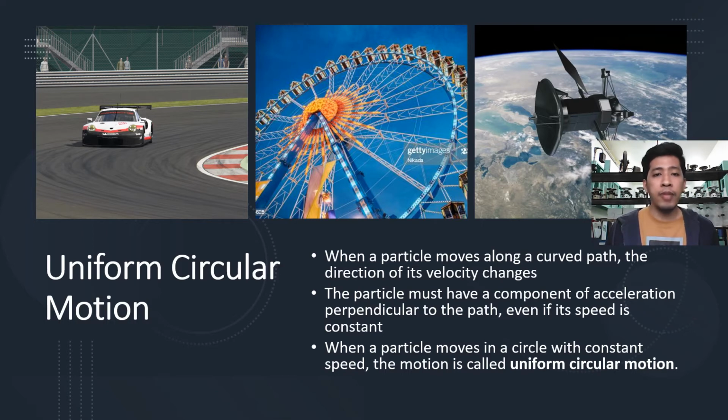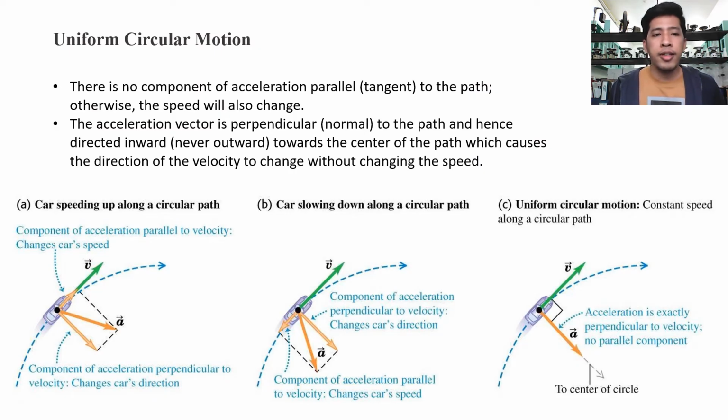Some examples of systems or bodies undergoing uniform circular motion are the following. You have a car moving in a curved path, you have your Ferris wheel, or you have your satellite revolving around the Earth. For uniform circular motion, there is no component of the acceleration parallel, or another term for parallel is tangent, to the path. Otherwise, the speed will also change. And the acceleration vector is perpendicular or normal to the path and hence directed inward and never outward, towards the center of the path, which causes the direction of the velocity to change without changing its speed.